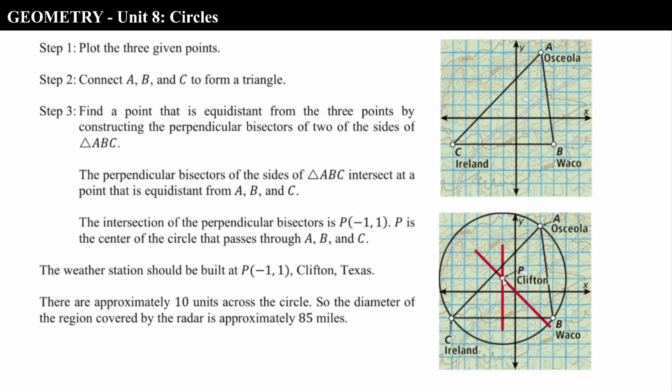Now, what you can do is, after you draw your circle going around the 3 outer points, there are approximately 10 units across this circle. So the diameter of the region covered by the radar is approximately 85 miles. So I know I kind of went through that example fairly quickly, but this kind of gives you an idea of where you would see something like this utilized in the real world.